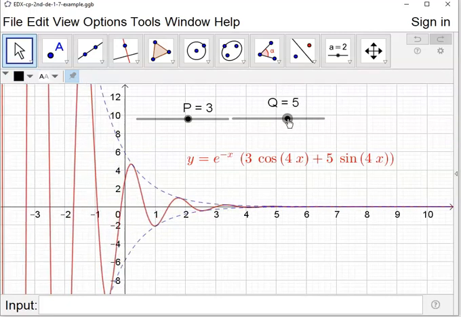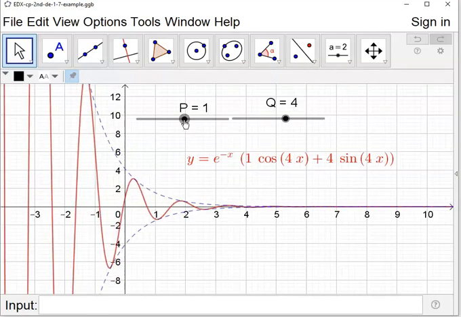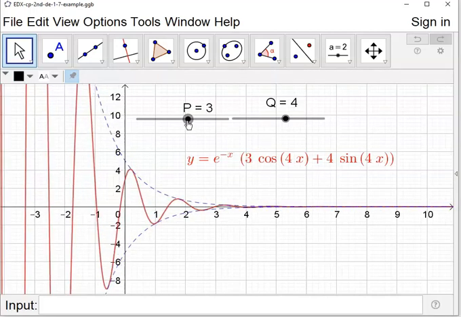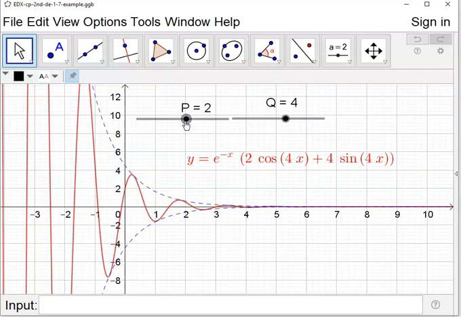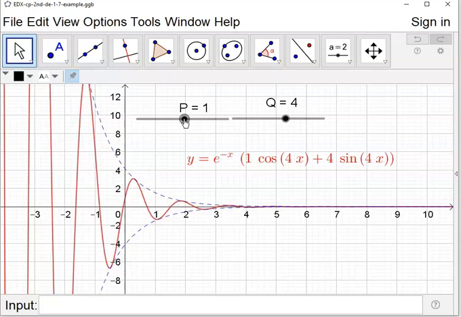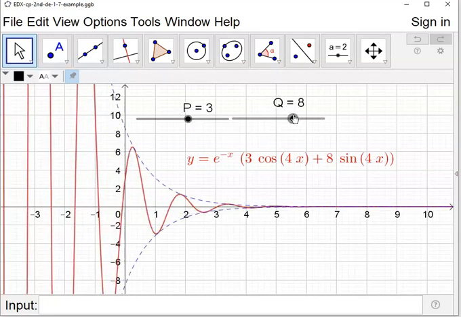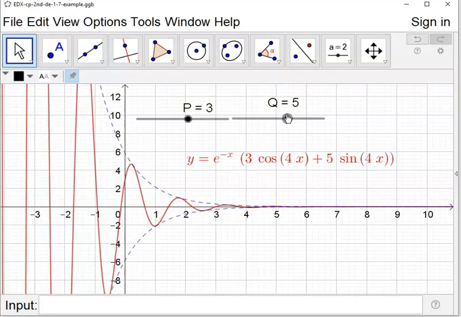We can change what's called the phase shift, we can make it move around, and you'll be looking at some of these characteristics in your core modules. It's also worth noting that the y-intercept will always be the value of P. When I start changing Q, I do not change the y-intercept, so the y-intercept here is P equals 3.